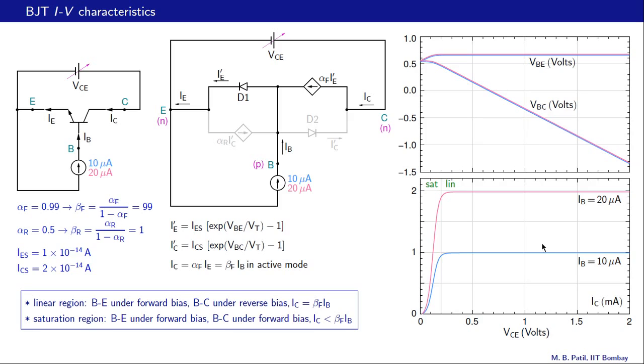So overall, there is a large change in the collector current plot, but there is hardly any change in the base emitter and base collector voltages as we change IB from 10 microamps to 20 microamps.